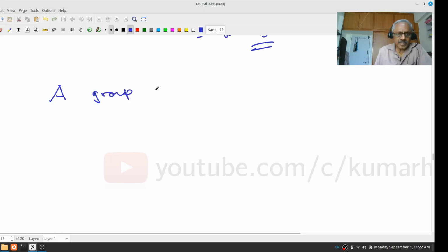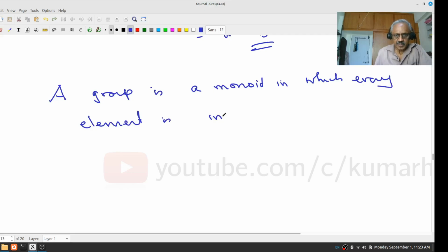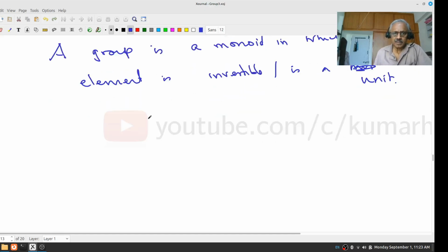So a group by definition is a monoid in which every element is invertible, or is a unit. So what does it mean? Let us look at the regular definition.